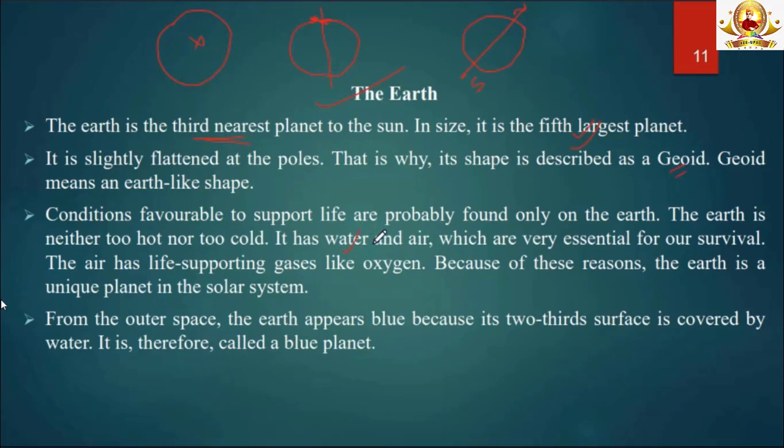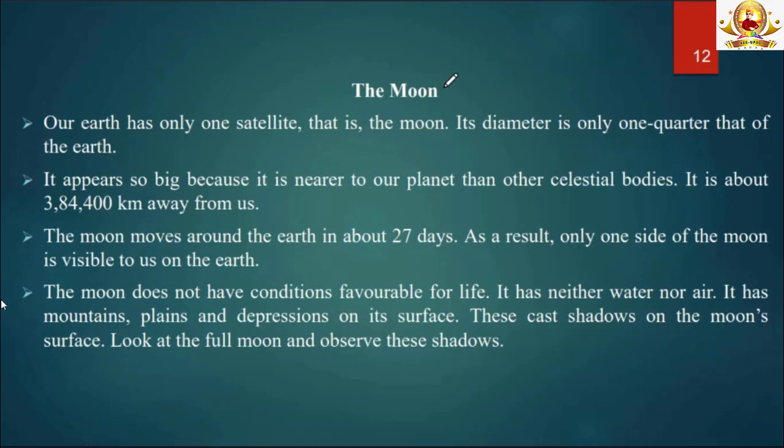And we have water on Earth, we have air on Earth, we have essential things for survival like food, forest, everything. We have oxygen. That is why the Earth is an important planet, because it has conditions favorable to support life, and that is why it is a unique planet in solar system. Again, I told you the Earth appears to be blue from the outer surface because 2/3 of the surface is water, hence it is called blue planet. So let's study Moon now.